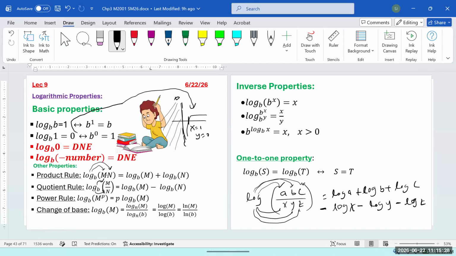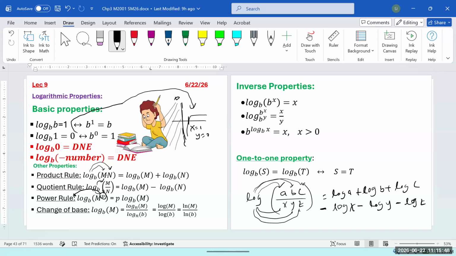And then we have the power rule. Power rule says if your argument has any type of power, then the log always brings it down as a coefficient. So anytime your argument has any type of power, you cannot keep the power, you have to bring it down as a coefficient.